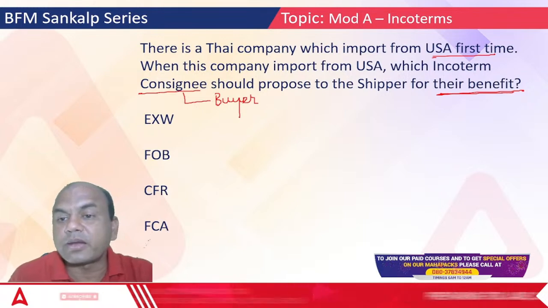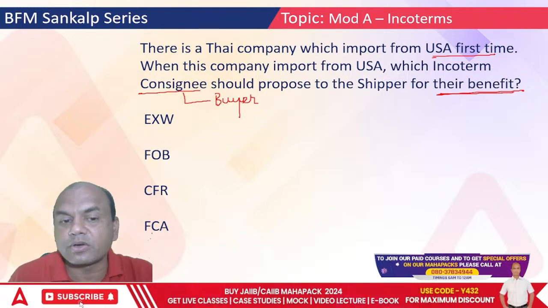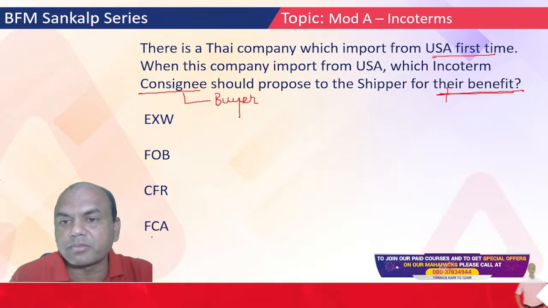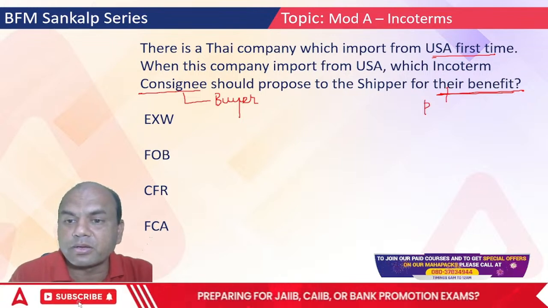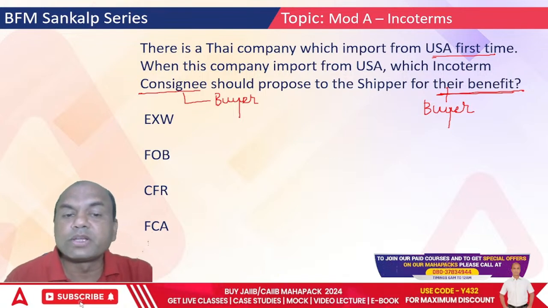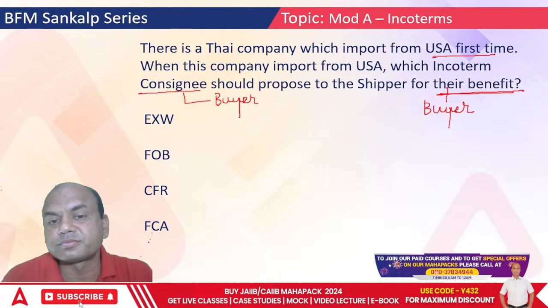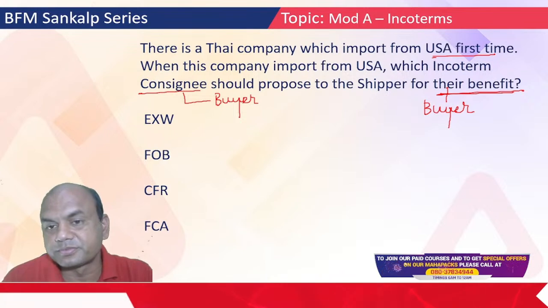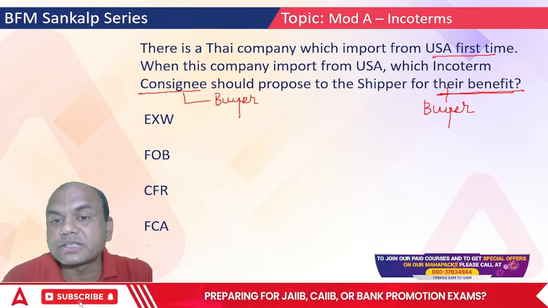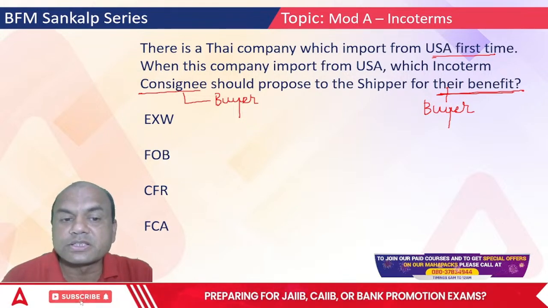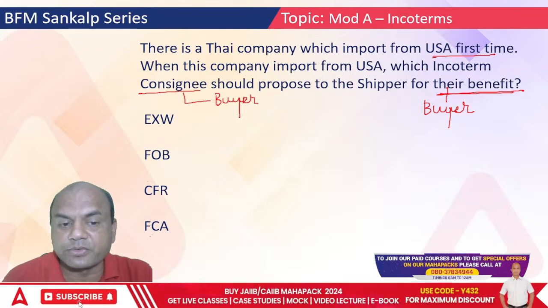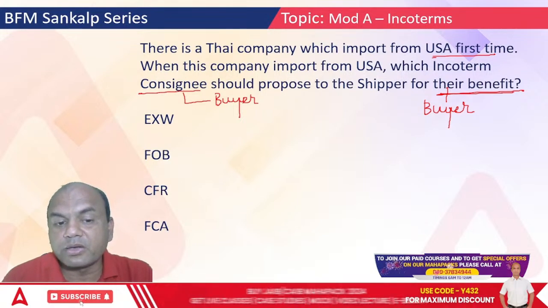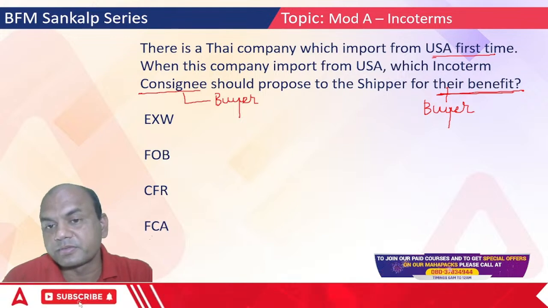Okay. For their means what? Buyer's benefit. Let me be specific over here. For the buyer's benefit, which Incoterm should this buyer propose to the shipper? Shipper means seller, exporter. So should he or she propose Ex Works or FOB or CFR or FCA?